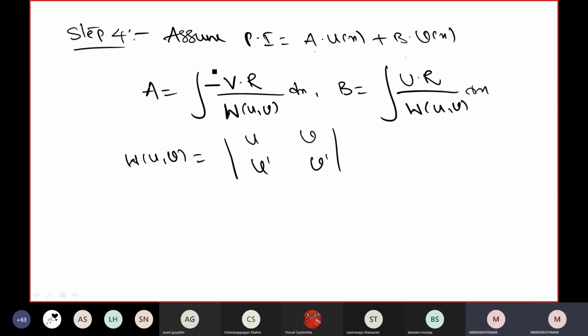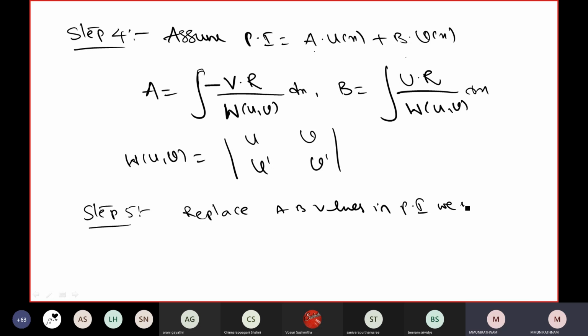So by substituting all these values and integrating, you will get the A and B values. Replace A and B values in PI, and we will get PI. We already know CF, so finding PI is the main important thing. Finding PI is nothing but finding the A, B Wronskian values.